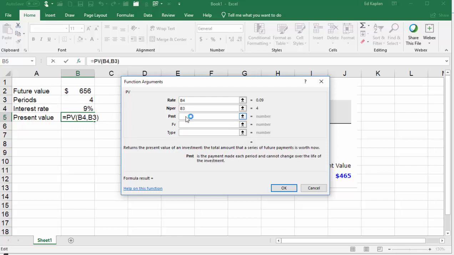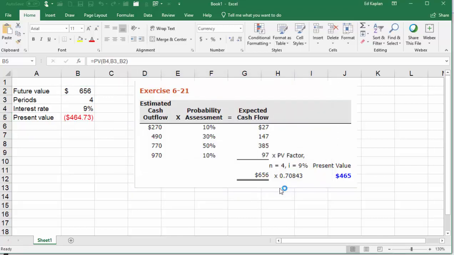Now, I'm going to make this negative. There is no payment. That's simply the future value, right? There's no stream of payments, so we leave that blank. And now you see I get 464.7, but it matches the 465. If I hit OK, we get that value, but it shows up as a negative.